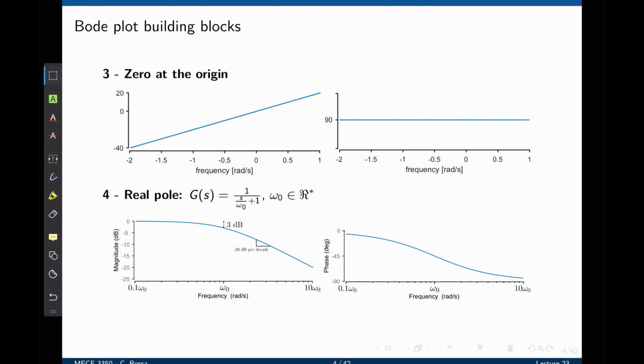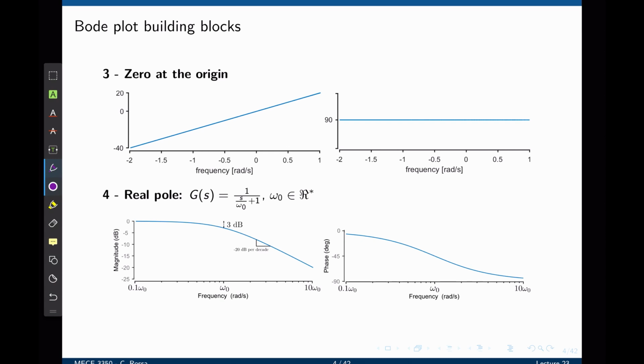The third building block is the real pole. For the real pole, the transfer function will become 1 over s divided by omega 0 plus 1. This is the standard form needed for Bode plot analysis, so all gains are removed from the transfer function. They can be treated separately as a constant gain. Omega 0 here is what we call the cutoff frequency of that specific pole.